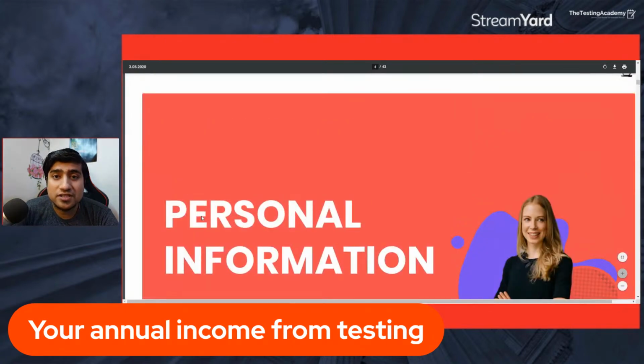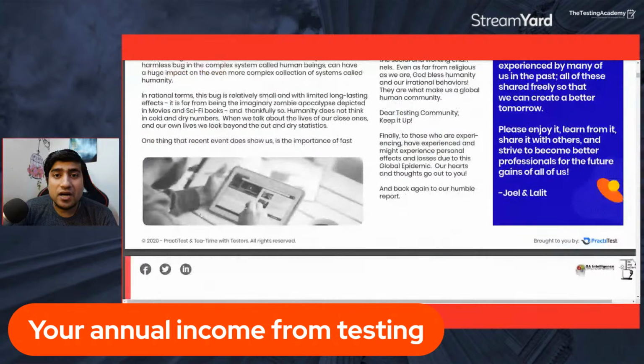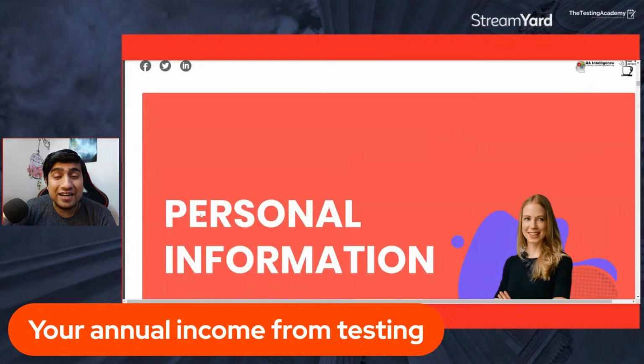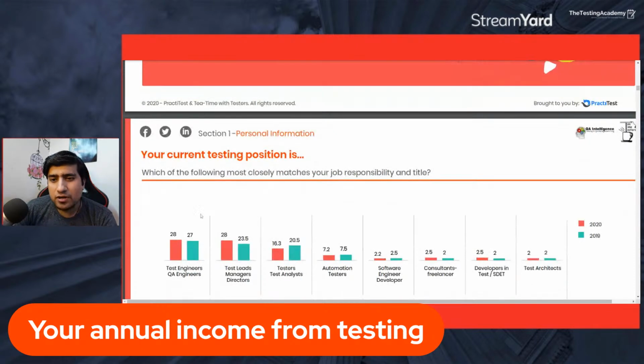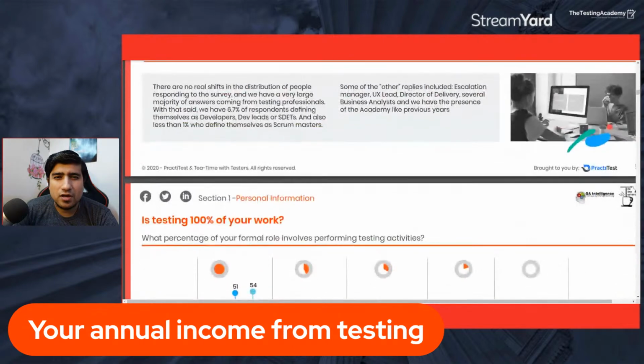This is the report I was discussing, where different software testers take part, and it is a kind of survey report. You will get to know the current trends, and what the average salary of a software tester is. From this report you will get a gist of it. If you see which type of participants took part, the red one means 2020 and the green one means 2019. About 28% are test engineers, test leads, test analysts, automation testers, consultants, SDETs, and about 2% are architects.